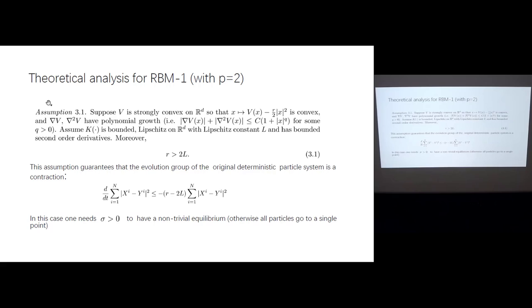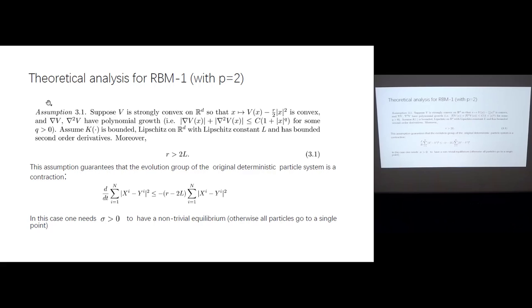So now I'll just give you a little analysis to prove it works. Okay. So, assumptions. It's a very simple theorem. Suppose the external potential is strongly convex, and we have this trap potential. You need this harmonic oscillator trap potential so particles do not go too far away. And you assume the second derivative can grow, but grow like x to some power q, where q is some positive integer. For the interaction potential, we assume it's bounded Lipschitz, with Lipschitz constant L, and also has a bounded second derivative. We also want the trap potential to be larger than 2 times the Lipschitz constant. You may wonder what kind of assumption this is. These are exactly the assumptions which guarantee the original particle system is a contraction.